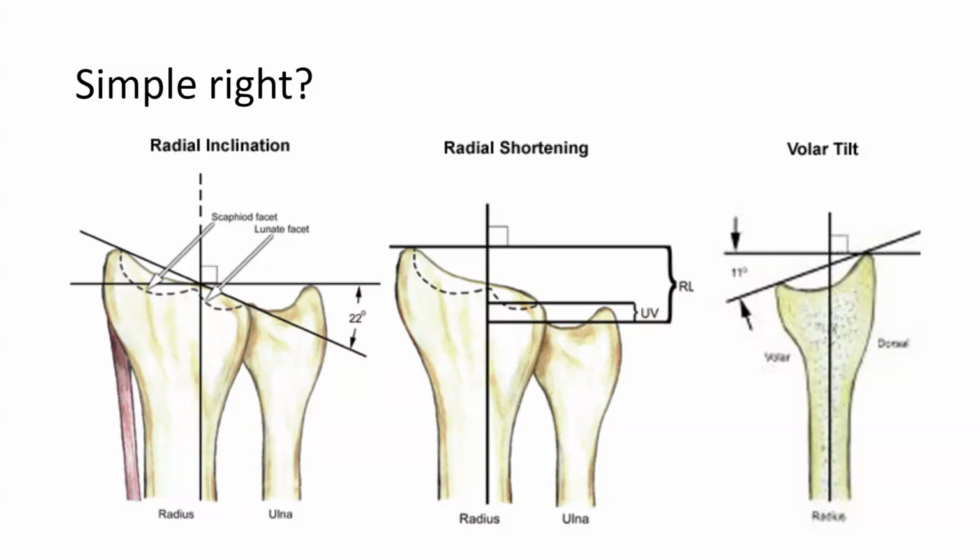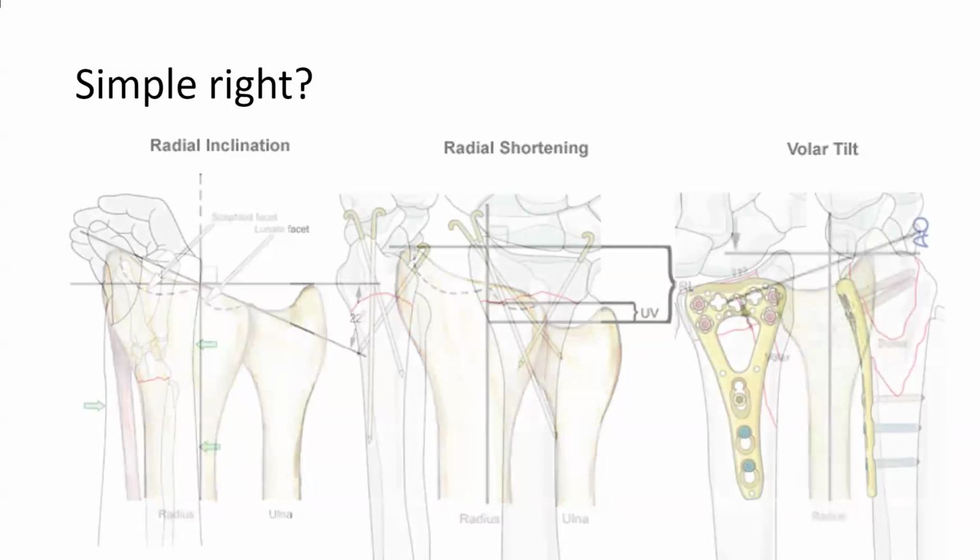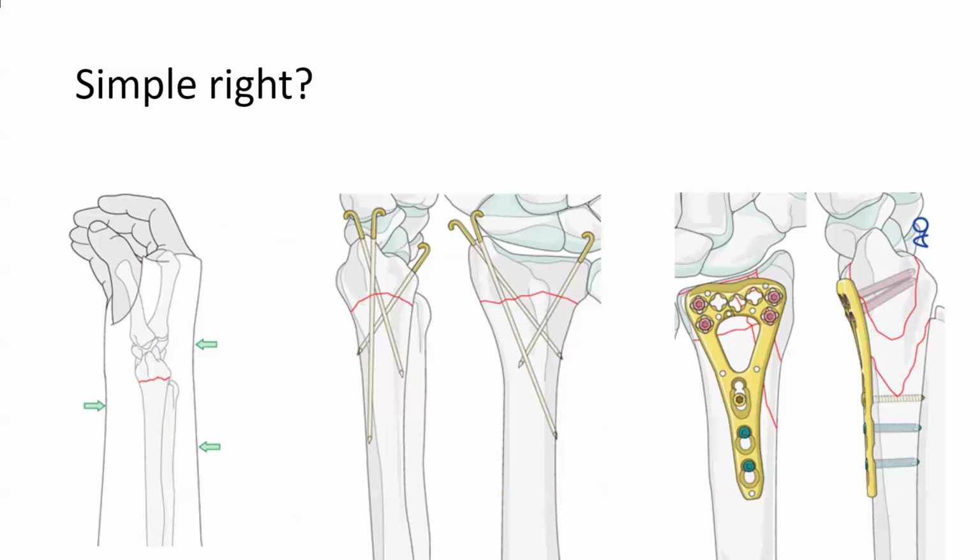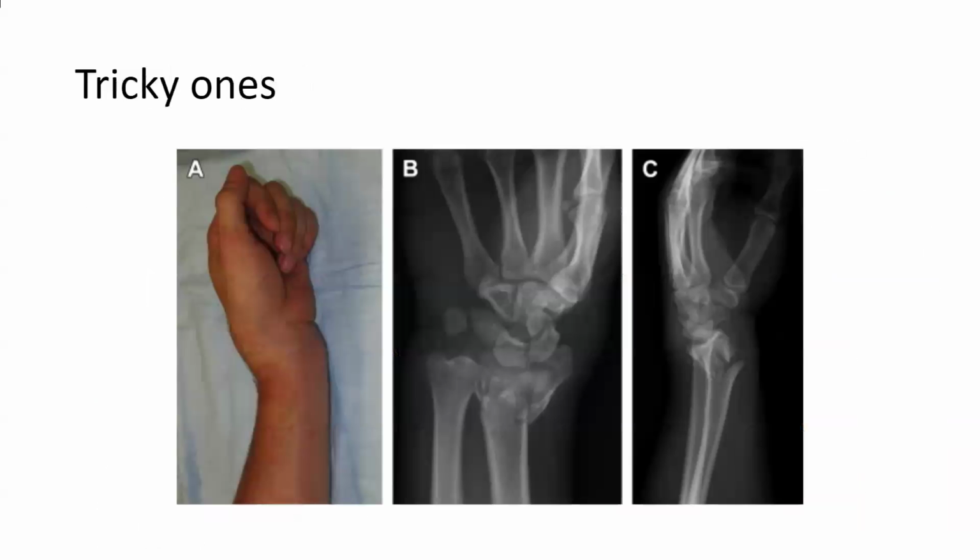But now we're going to take it to some cases where we're going to step up the difficulty a little bit. You're all familiar with these, and I want you to keep these in mind as your options A, B, and C for the next few cases, okay? So this is a case. That's what you see in picture A. B and C are your AP and lateral, the same patient.